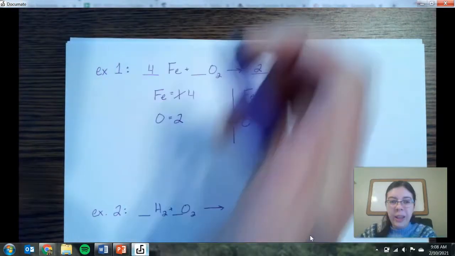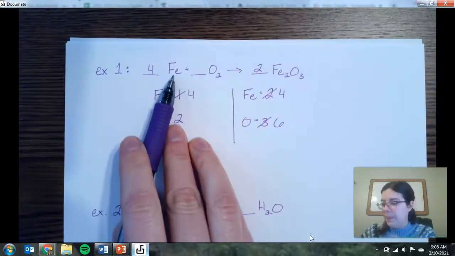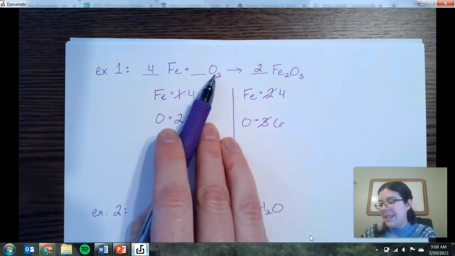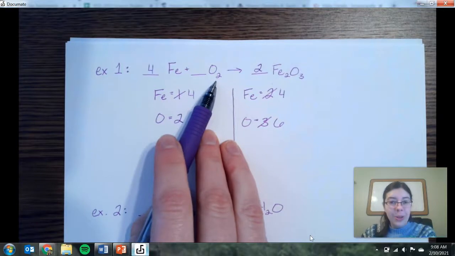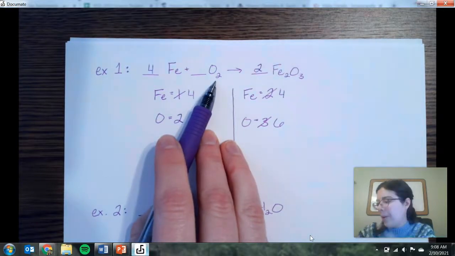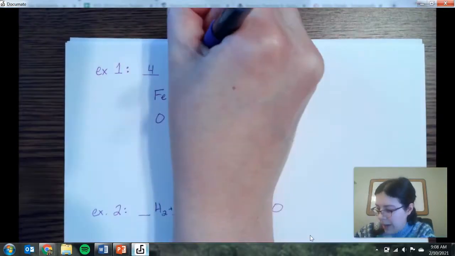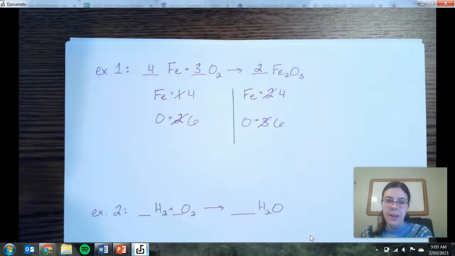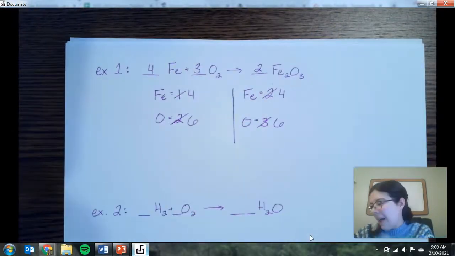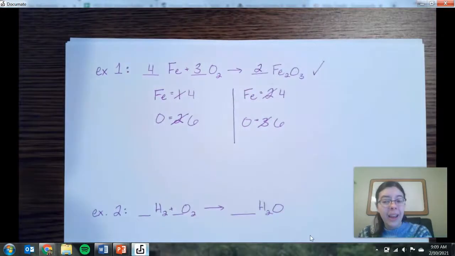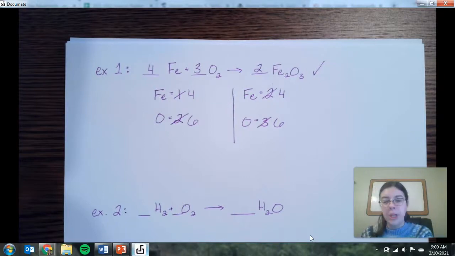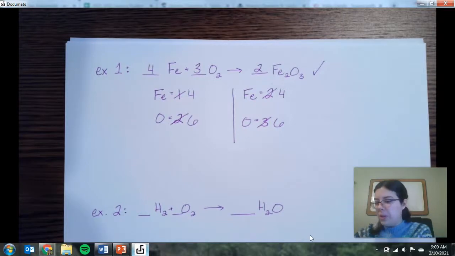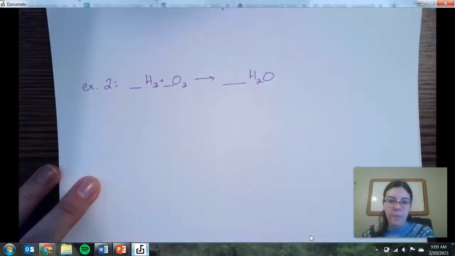And notice this time only the iron is impacted by that coefficient. Now for the oxygen, I need 6. So what times 2 gives me 6? Well, 3. So I'm going to put a 3 in front, and again, update my atom inventory. So that is the balanced chemical equation. And if I check, I cannot reduce it because 4, 3, and 2 do not have a common number that I can divide them by to get a smaller ratio. So that's that answer.